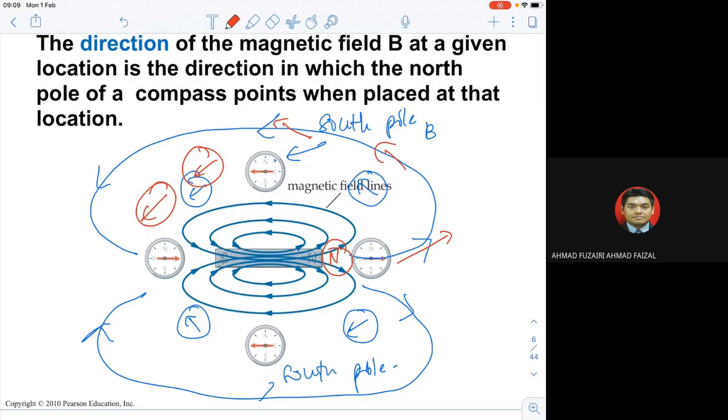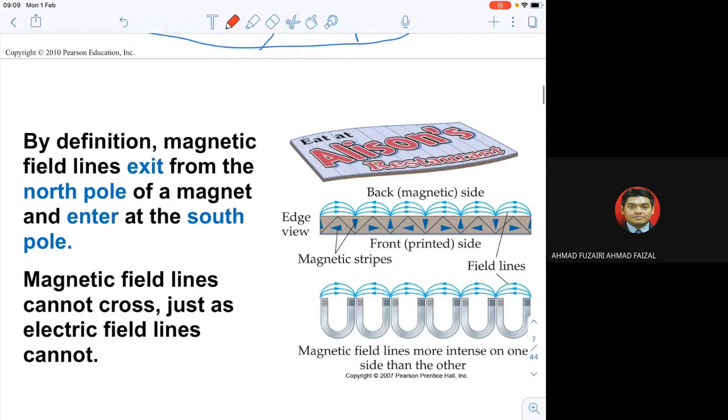But please remember that the magnetic field lines come from the north pole into the south pole.